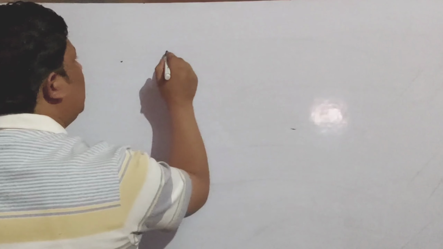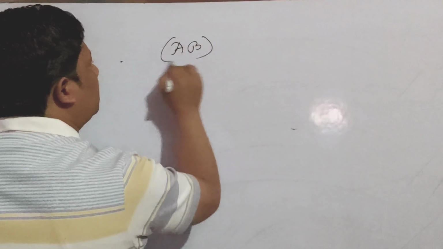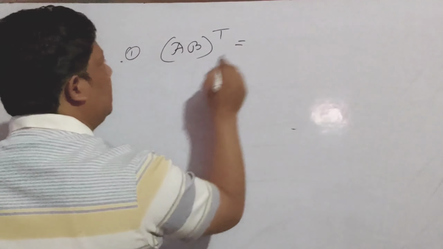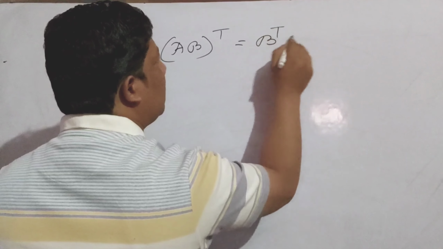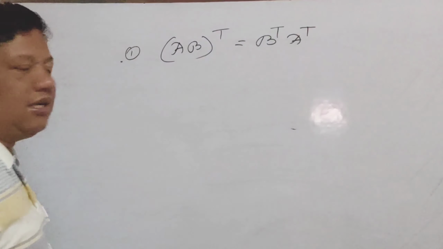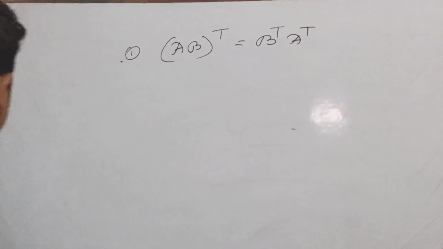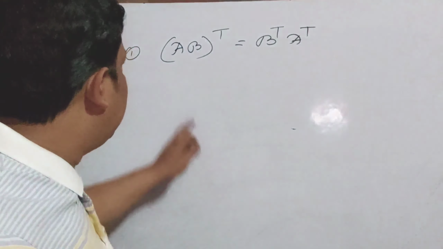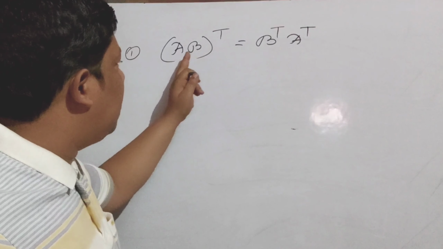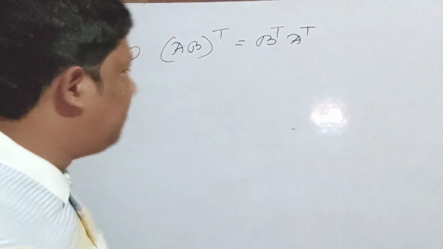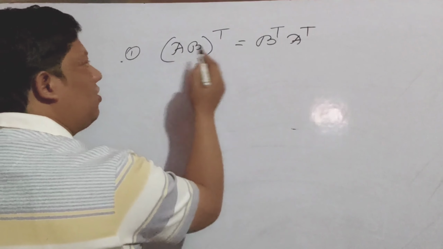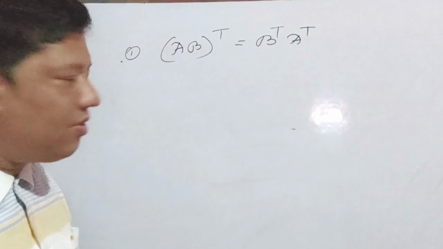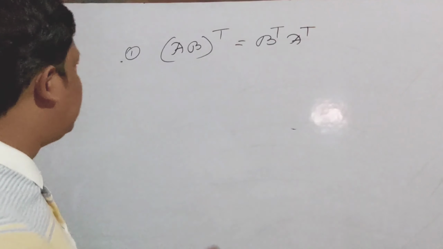They are very important properties. Suppose (A B) whole transpose, then in case of the product, this can be written as B transpose A transpose. That means in case of the product, you just have to transpose and the order will change. So the last one comes first and the first one comes last, and that is the property of a product of matrices.